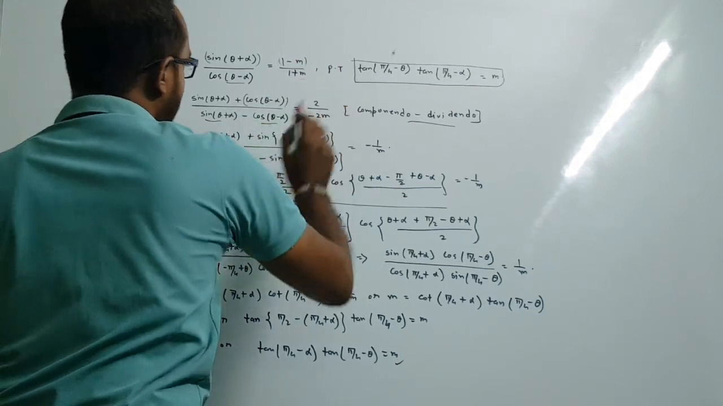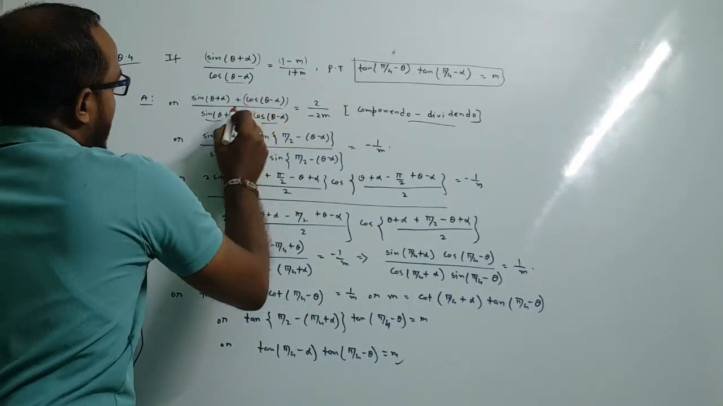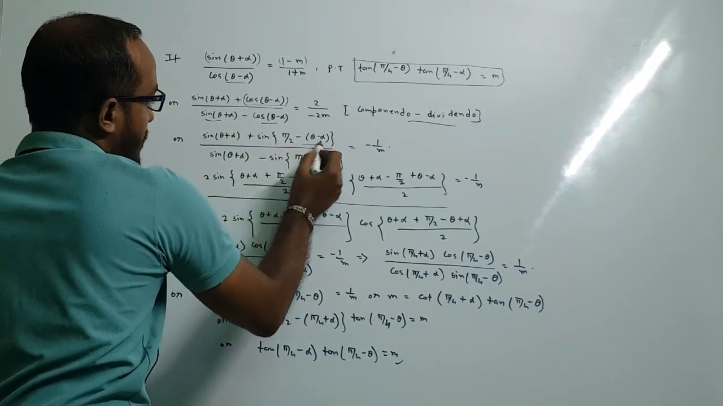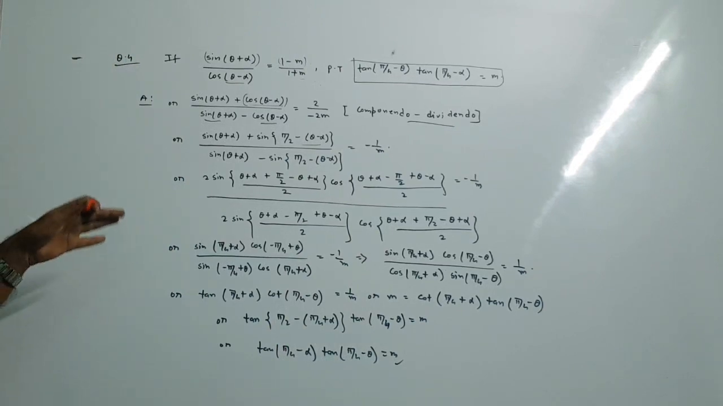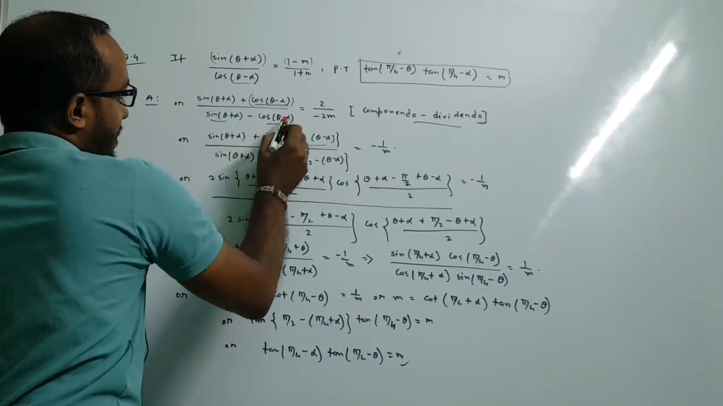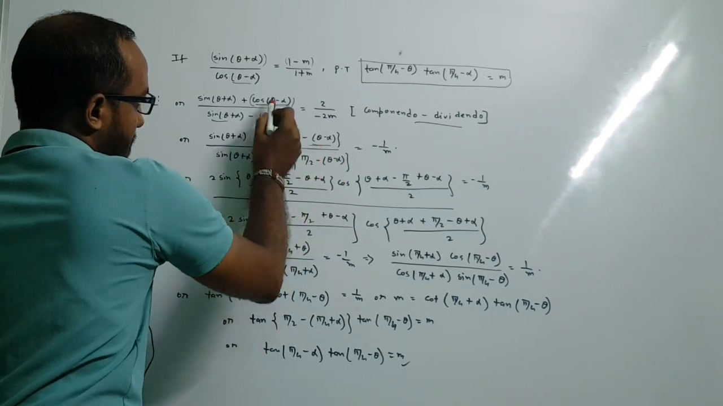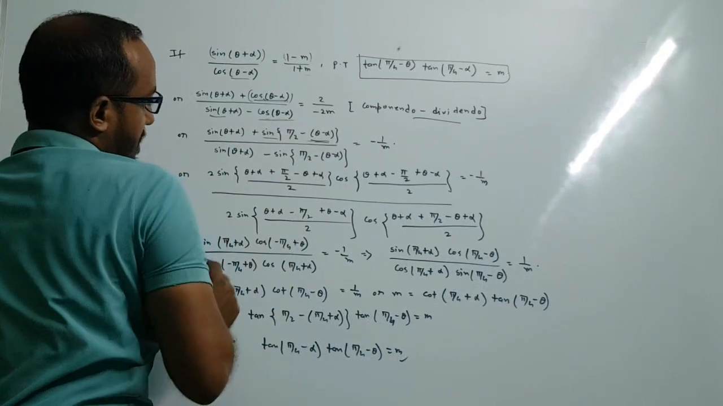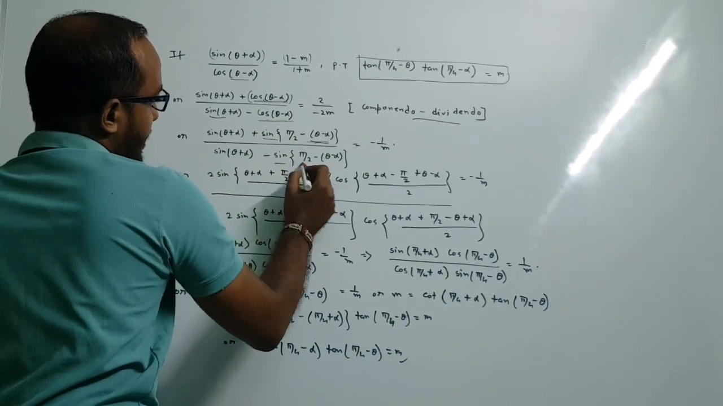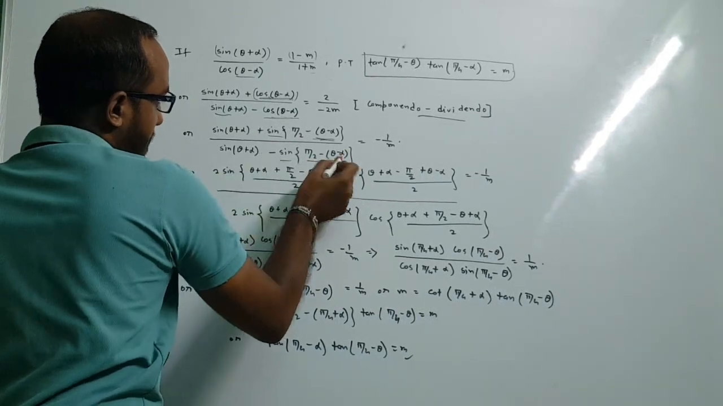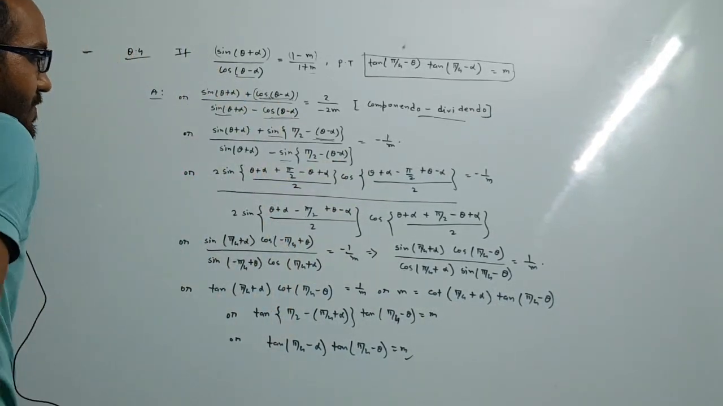You will get 2 by minus 2m. Now see, we can write cos of theta minus alpha as sine of pi by 2 minus theta, because we know sine of pi by 2 minus theta is cos theta. So we can write cos of theta minus alpha as sine of pi by 2 minus theta minus alpha, because sine of pi by 2 minus theta is cos theta.